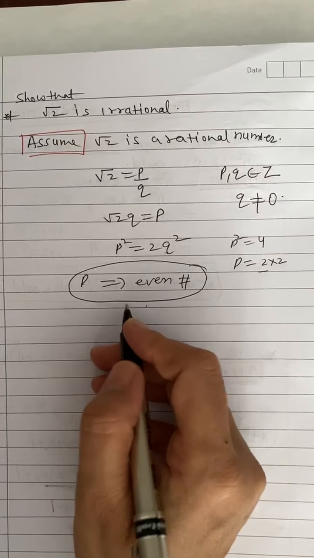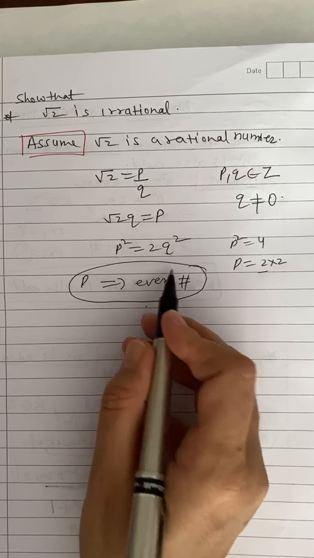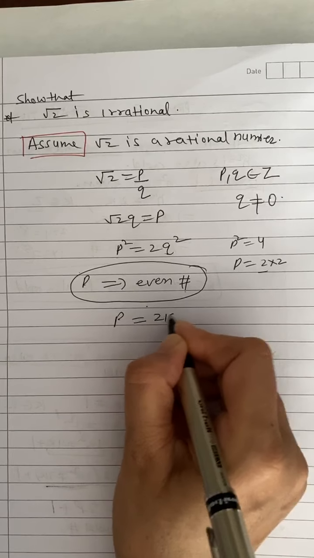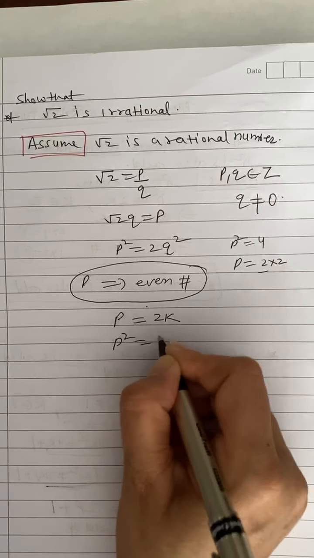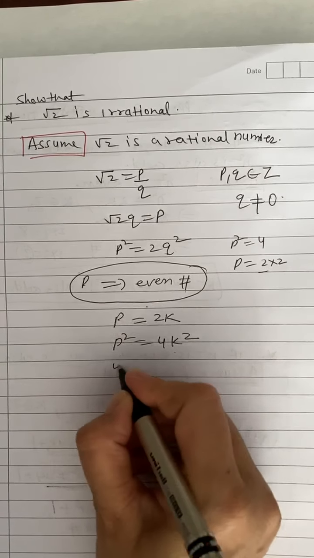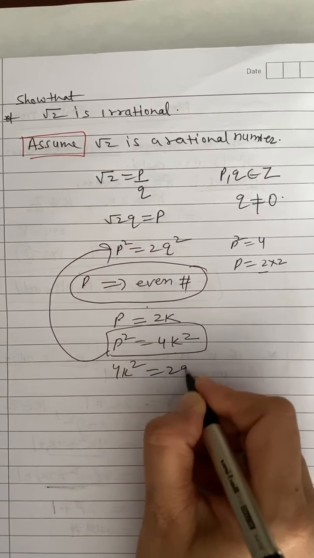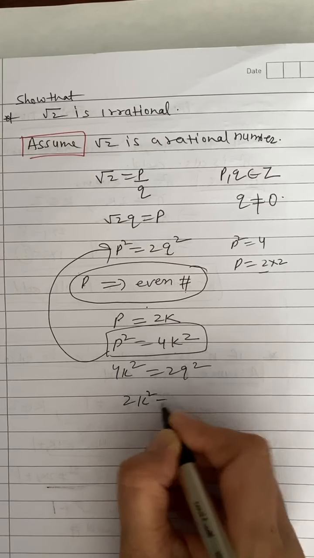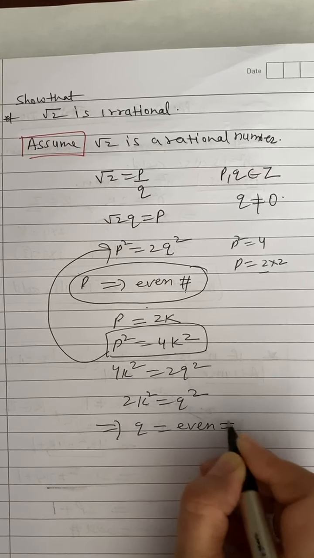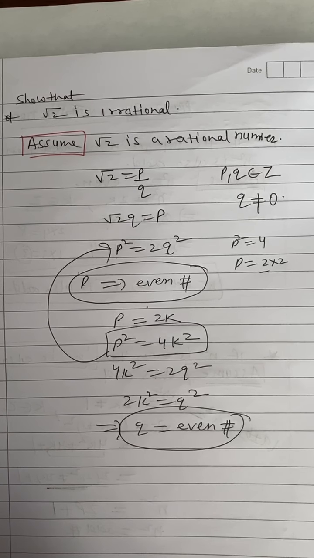Now we got p squared is 2q squared, which means p is an even number. So I'm going to use p is equal to 2k, which means p squared is equal to 4k squared. I'm going to substitute this value in this equation. So we got 2k squared is equal to q squared, which means again q is an even number as well. So we got p as an even number and q as an even number, which means what? It has a common factor.